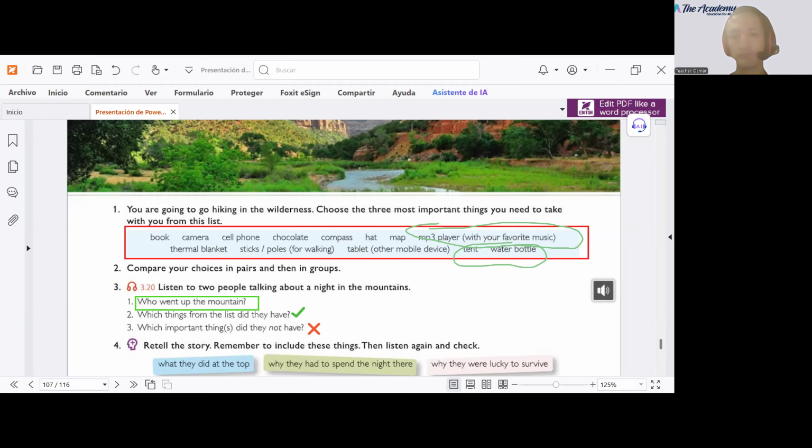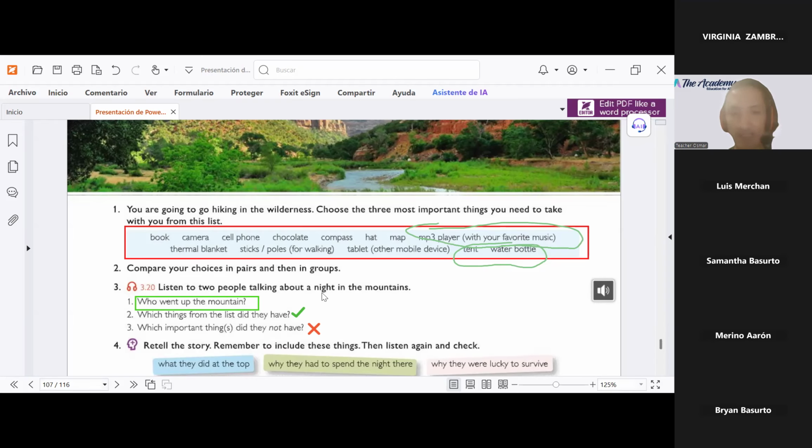Yeah, if you're not able to use the virtual pencil, chicos, si no pueden usar el lápiz virtual, escríbanme aquí en el chat, ¿ya? Escriban en el chat qué cosas llevaron y qué cosas no llevaron, and because of that they mentioned something about hypothermia. Okay, hypothermia. So this is because they didn't have something important. Okay, please, chicos, escriban en el chat. Ya los que no tienen el lápiz virtual, escriban en el chat. Okay, write on the chat box, please. You can do it.